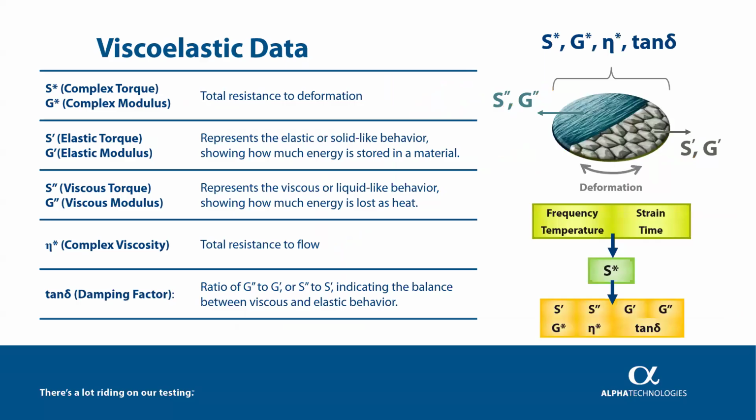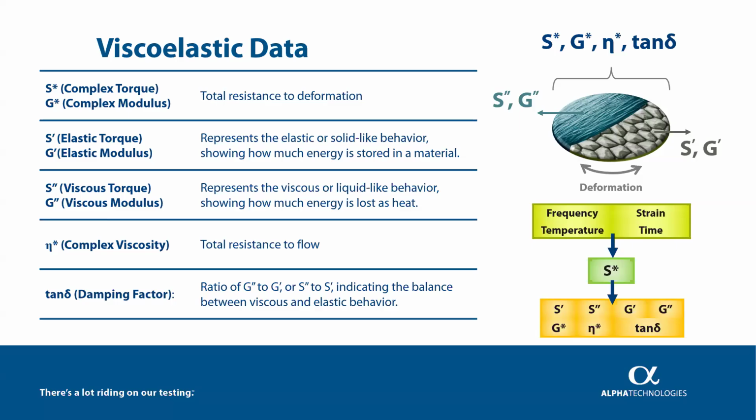Let's take a brief look at the viscoelastic data here. So first up is S star, complex torque, or G star, complex modulus. This represents the total resistance to deformation, a combination of the material's solid-like and liquid-like behavior. You can think of it as how much the material resists being shaped overall. Next, we have S prime, elastic torque, or G prime, storage modulus, which reflects the elastic or solid-like response. It is similar to a spring or a rock. It stores energy and tries to return to its original shape after being deformed.